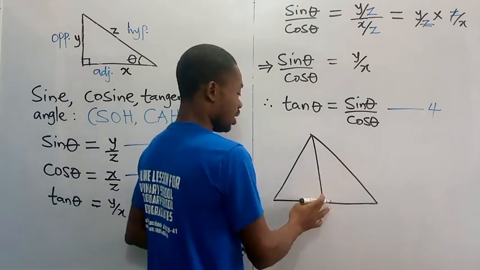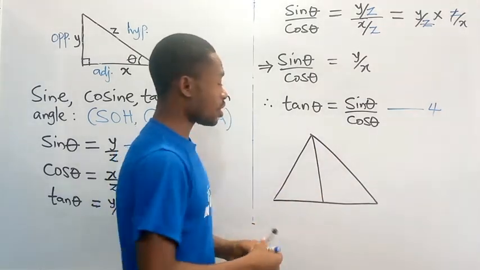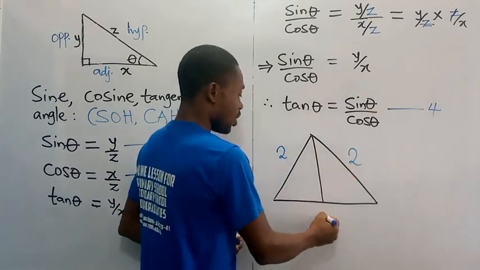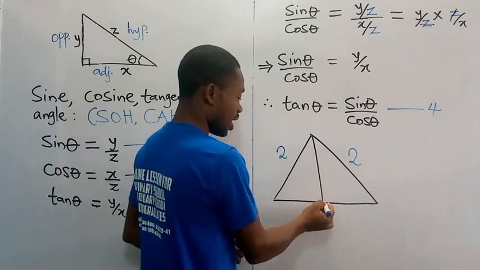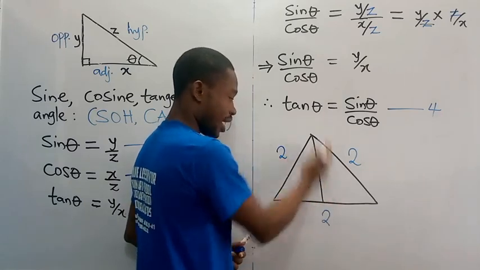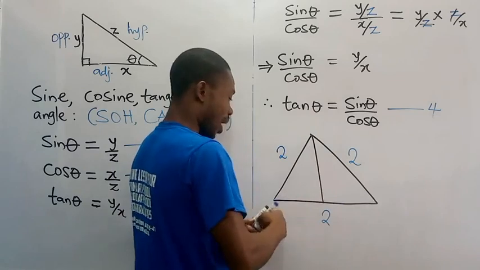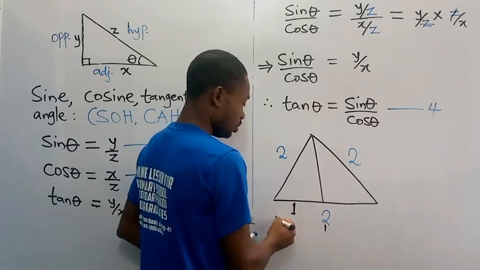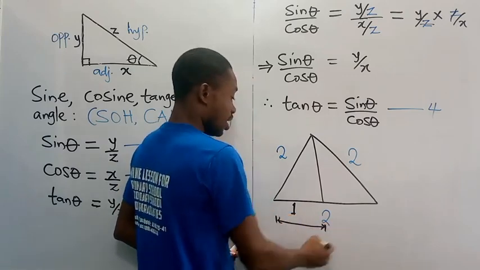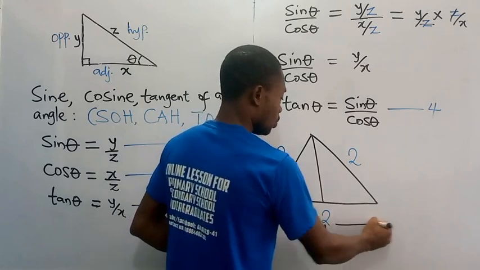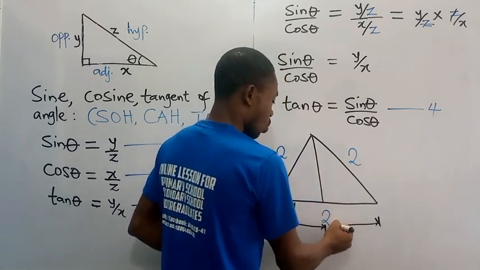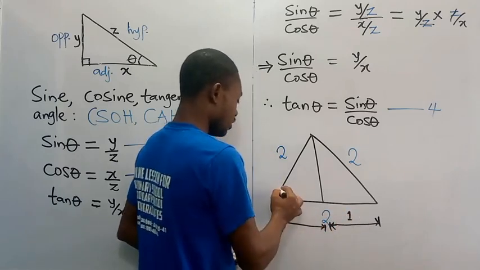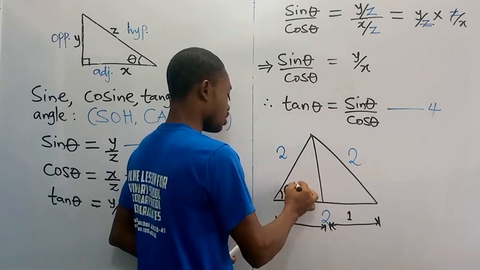Alright, so we have the perpendicular height. This triangle, by the way, is an equilateral triangle. So we have 2 units here, 2 units here, and 2 units here. But you notice that this perpendicular height divided this base into 2 parts. So here you have 1, that 1 is the value from here to the middle, and from here to this side also we give it 1. So 1 plus 1 is equal to what? 2.